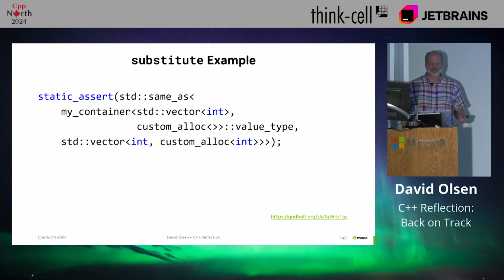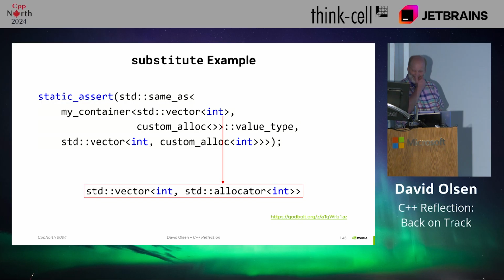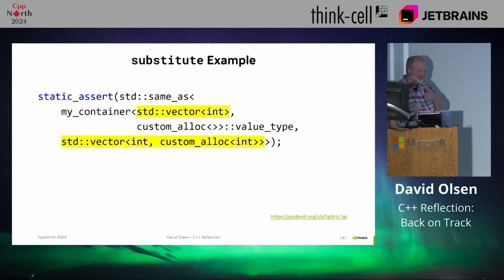But if the value type has an allocator as the template argument, then change allocator may change the allocator. Note that std vector has a default template parameter for an allocator. So when we say vector event, the compiler sees vector event with allocator event. In this case, change allocator returns a different type, a vector event with custom alloc event.